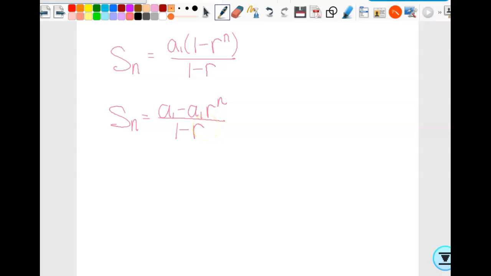Is that the exact same thing? It is, because all they did was distribute the A1 across the parentheses. It's just in a different form. So sometimes I say we're using this, but depending on what formula chart you look at, it may look different. They're literally the exact same thing. You just put stuff in a different way.